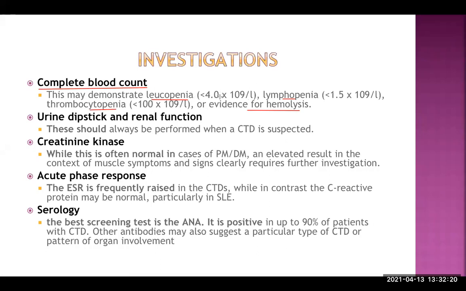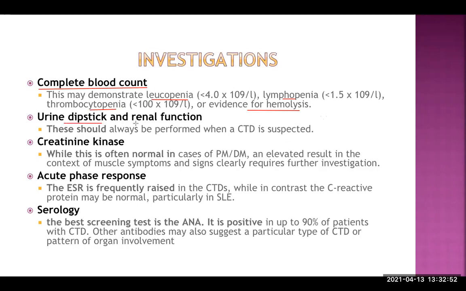Leukopenia is a total WBC count less than 4,000. Lymphopenia is less than 1,500. Thrombocytopenia is less than 100,000, that is a platelet count, of course. Or there may be evidence of hemolysis, because autoimmune hemolytic anemia may be a part of the process. So that is important. So in short, this is a case of pancytopenia.